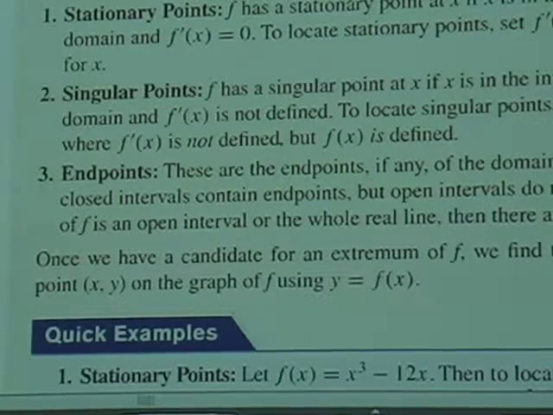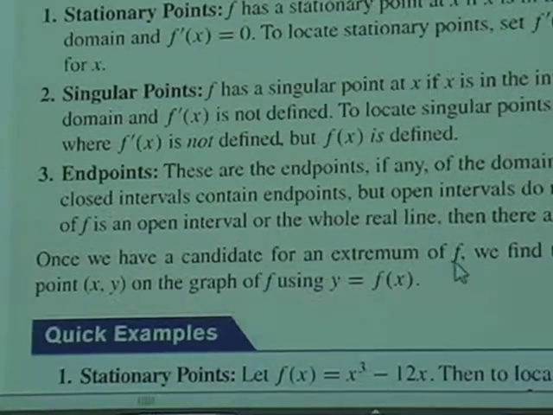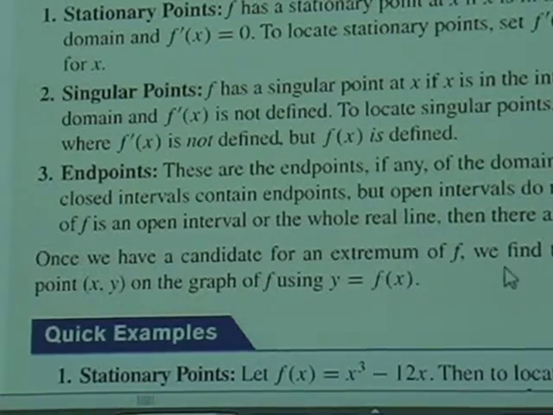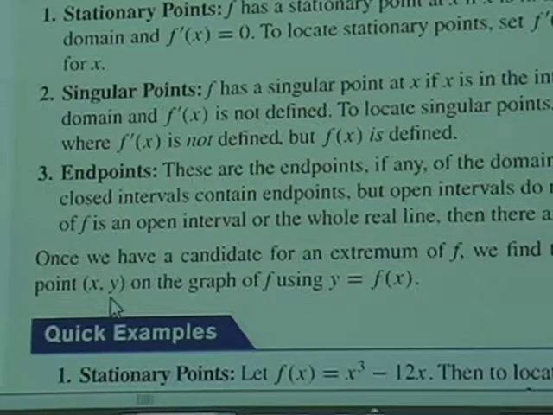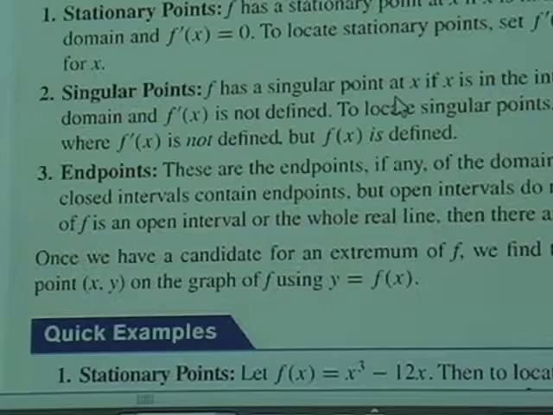Now he says, once we have a candidate for an extrema of f, we find the corresponding point (x, y) on the graph using y equals f of x. That's what he did over, where was that?